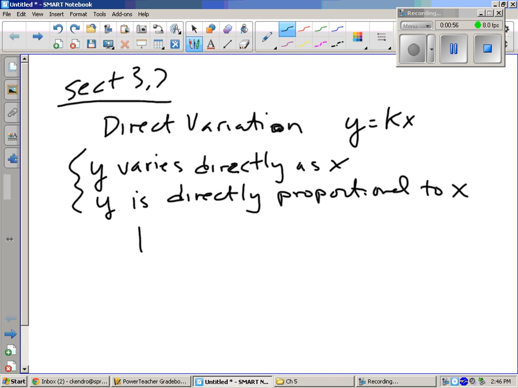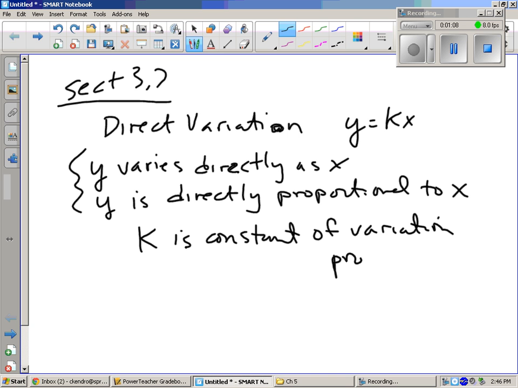The k is a constant. We call it the constant of variation, or we can call it the constant of proportionality. That's a long word. Okay, proportionality. It's basically you can set a proportion up if you want to solve some of these. All right, let's do an example here.